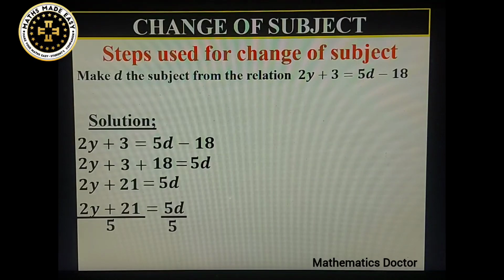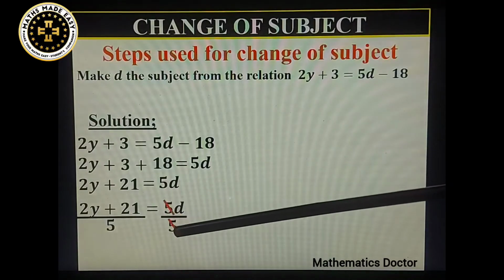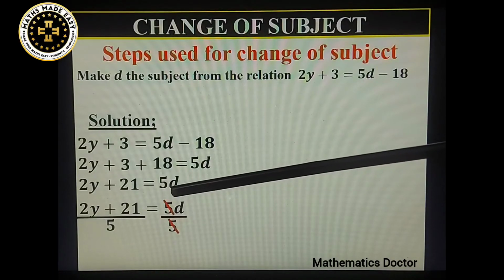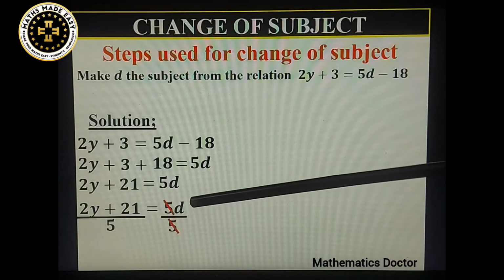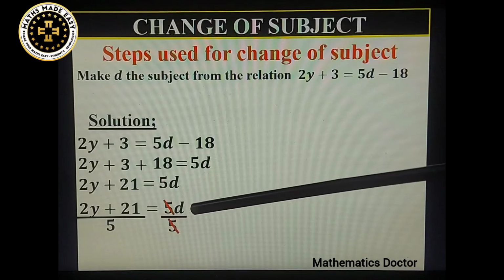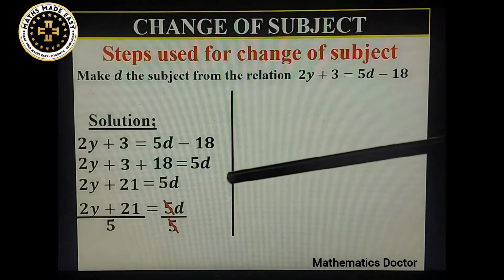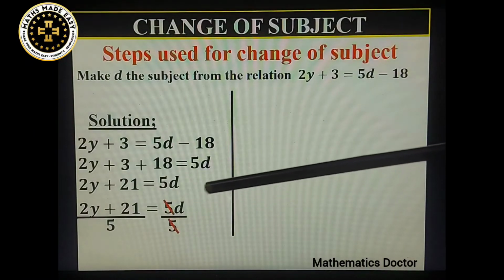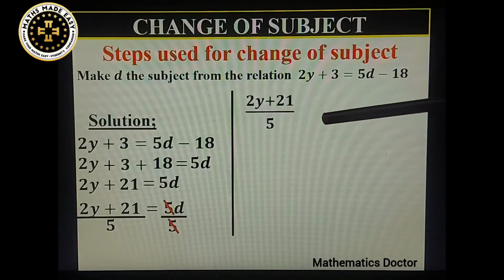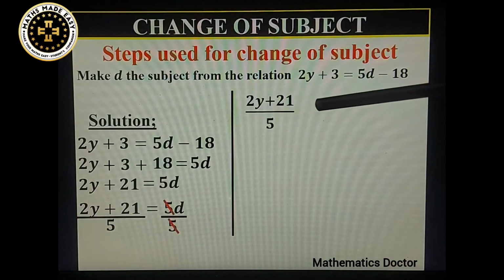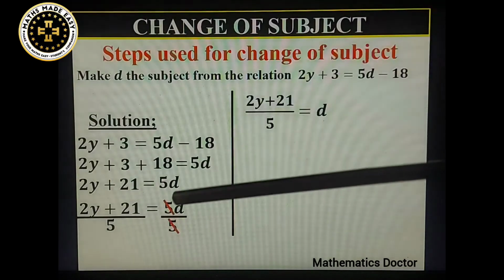Now we go on to cancel 5 with 5. Any number that cancels itself, 5 will cancel itself to 1, and 5 will still cancel the 5 at the numerator to 1. So we'll be left with 1. 1 times d will still be d. So going on to the next approach, we can still maintain our d since d was not cancelled out. So maintain the d. So we maintain 2y plus 21 over 5 and it's equal to d because d must be maintained. So this is what we get after cancelling the 5.